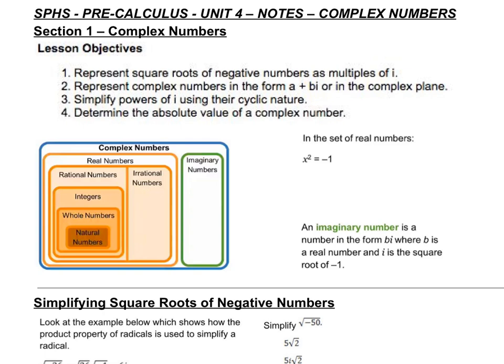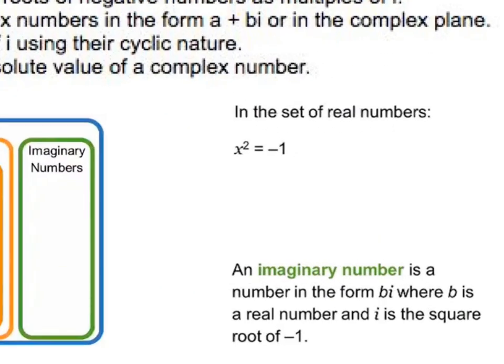So what we want to do is represent square roots of negative numbers as multiples of i, and represent complex numbers in the form a plus bi or in the complex plane. We want to simplify powers of i using their cyclic nature and determine the absolute value of a complex number. So we've been talking about real numbers, which are numbers on a number line. But then we have this concept of imaginary numbers. Let's take a look at something here for a second.